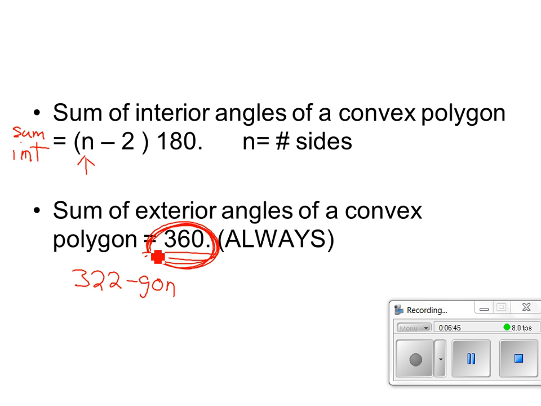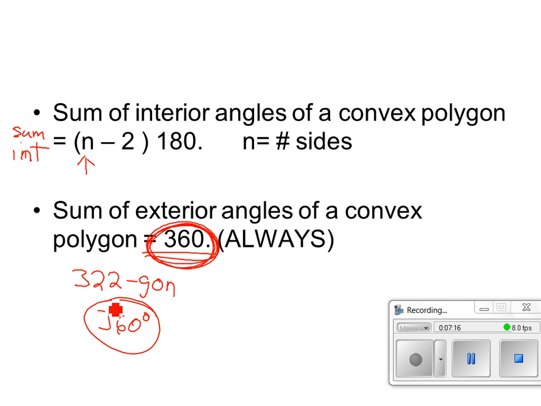So if I ask you to find the sum of the exterior angles for a 15-gon, what can you tell me? 360. The sum of the exterior angles is always 360. So what's the sum of the exterior angles for this 322-gon here? 360 degrees. Now the sum of the interior angles would be different, and it'd be some great big huge number. And I'll get a good laugh if you write that big number down on your paper, because that'll tell me you did the wrong formula.